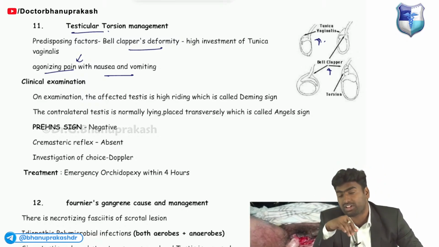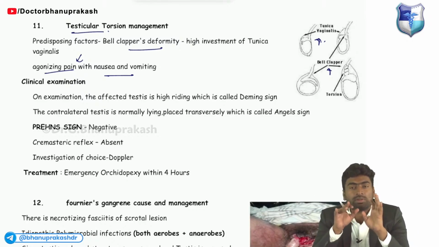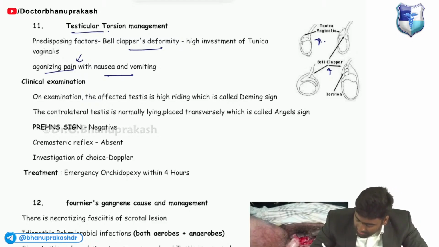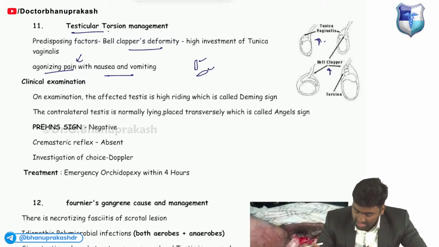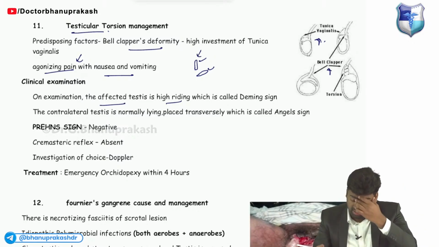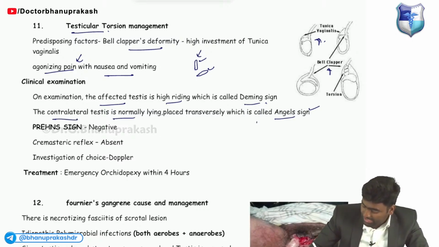In the case of testicular torsion, you need to check for vascularity. If the vascularity is compromised, then you will do surgery. In surgery, you will see the affected testis lying high. This is known as the angel and demon sign. On examination, the affected testis will be high riding, which is the demon sign, and the contralateral normal testis will be the angel sign.